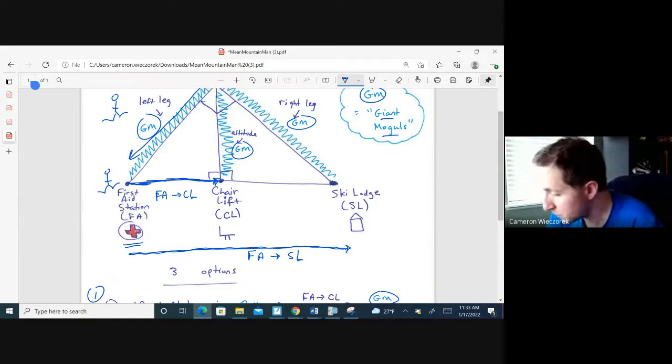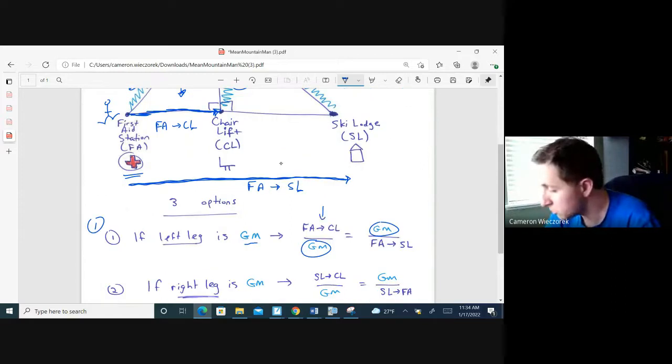It would be either the distance from the first aid station to the chairlift, which you'll notice is the little shadow that we talked about before, and the distance all the way across that big giant hypotenuse. That distance all the way from the first aid station to the ski lodge would go in the top left corner and the bottom right corner.